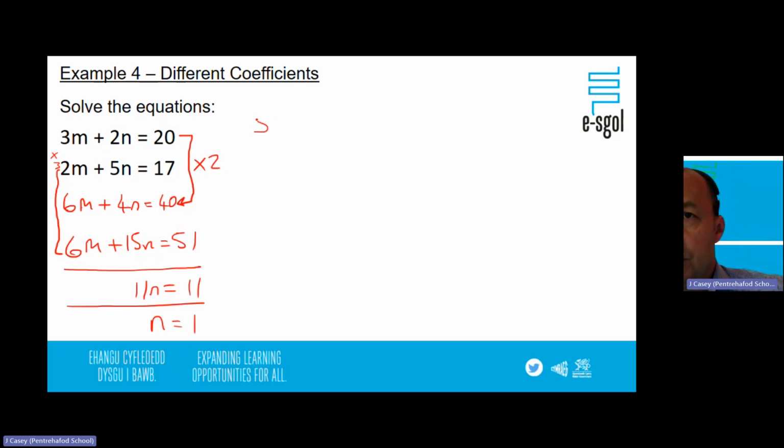The last step is always the same. I'm going to sub in n equal to 1. Remember, I've got x and y's this time, but you're not always going to have x and y's. I think I'll sub it into, I don't know, the bottom equation. It doesn't matter.